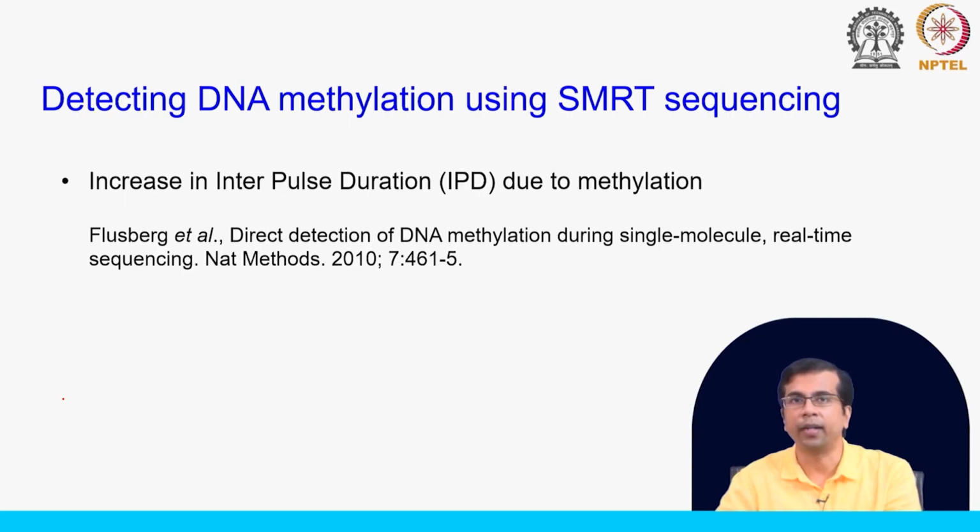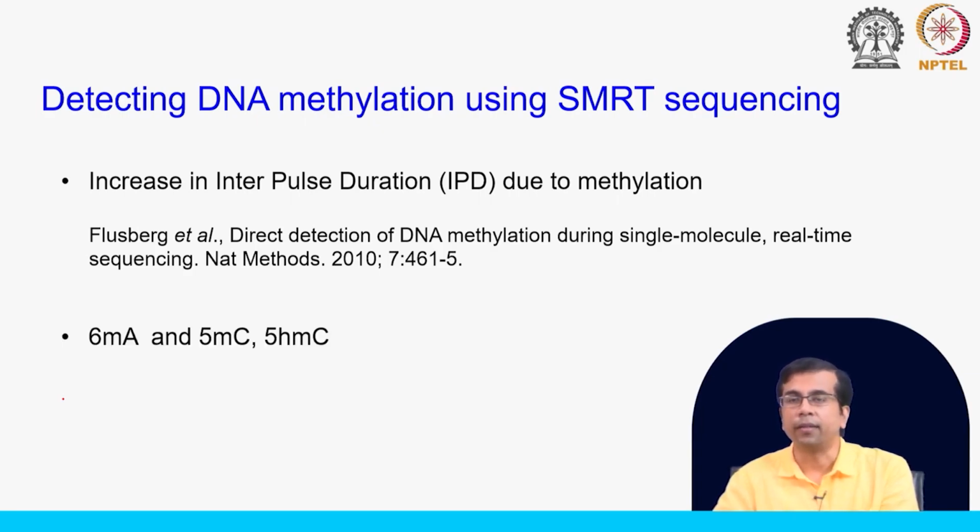So, here is the paper looking at direct detection of DNA methylation using SMRT sequencing, and what they observed is that if you have methylation on A, for example, you can see a difference in interpulse duration: there would be an increase. So, if you have a base and there is methylation, the time taken would be more for the next base to come. We of course do not understand why that is the case; perhaps it has something to do with steric hindrance, the structure of the whole thing, etc.